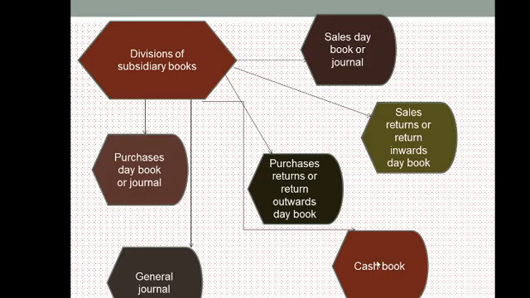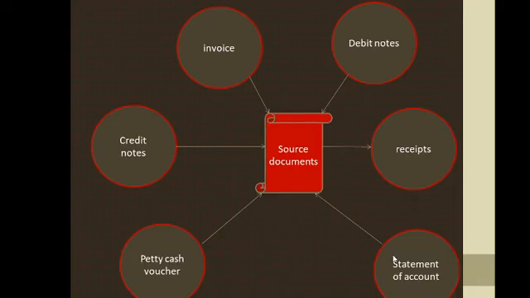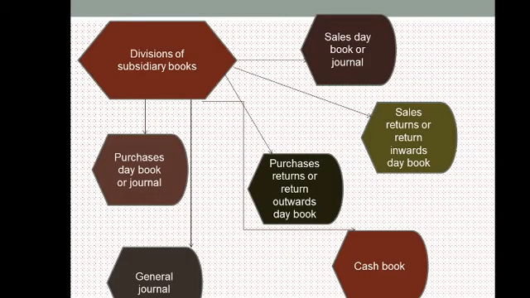Remember, sales day book is for credit sales, purchases day book is for credit purchases, and then purchases returns is the book we record the returns we made to our suppliers. Sales returns is the book we use to record the returns made by our customers. General journal is a prime entry where we record everything that happened according to the way it happened. All right.